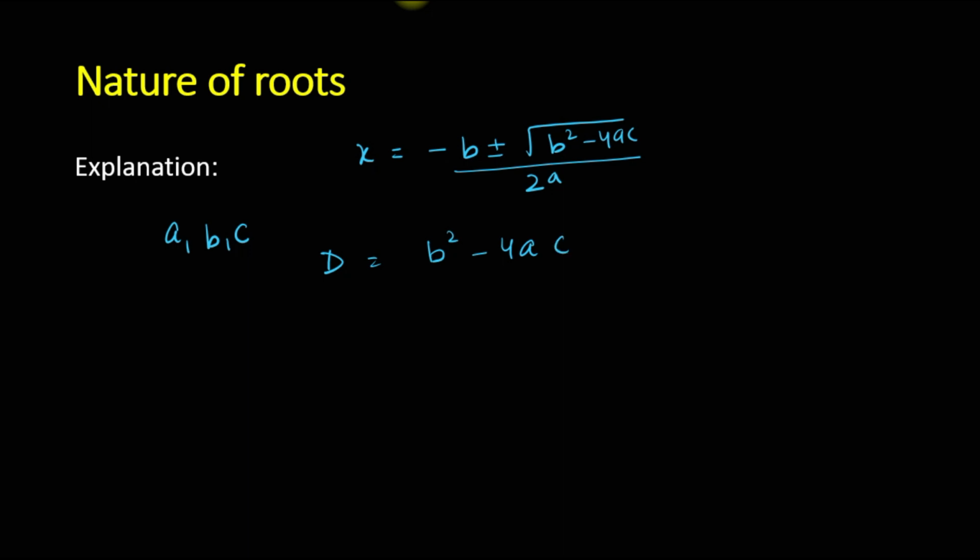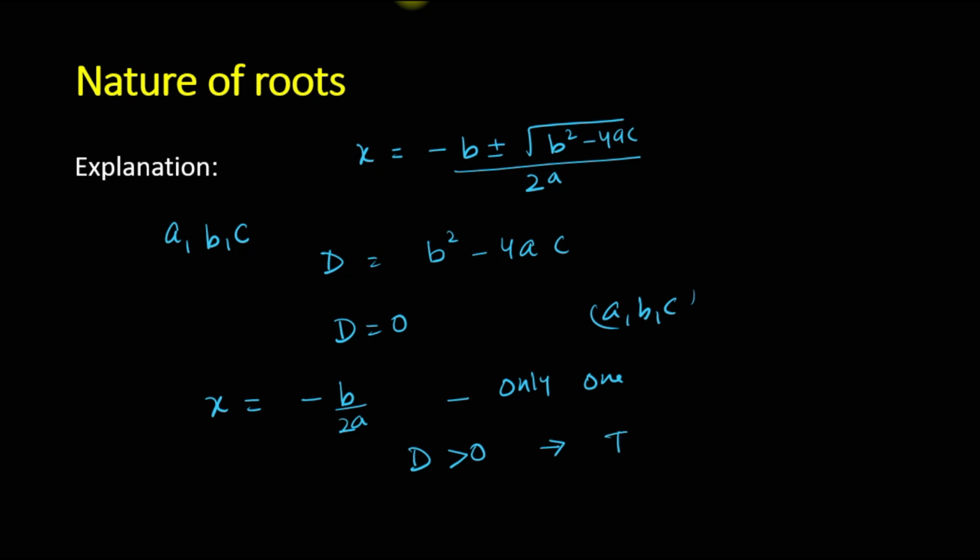So if this discriminant is equal to 0 for a particular combination of a, b, c, then the term under the root is equal to 0. So we get only the value x is minus b over 2a. Here the negative sign vanishes, so we have only one root. Now if D is greater than 0, then we get a positive value inside the square root. So we get a real value, and we have two values as we get plus and minus sign. So D greater than 0 gives two real roots, which may be distinct real roots.